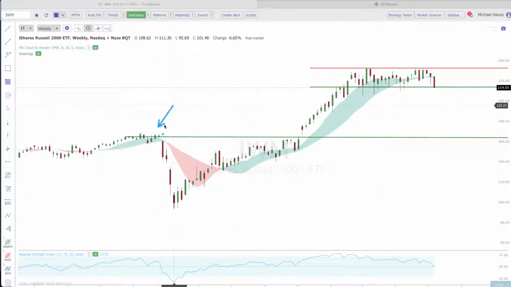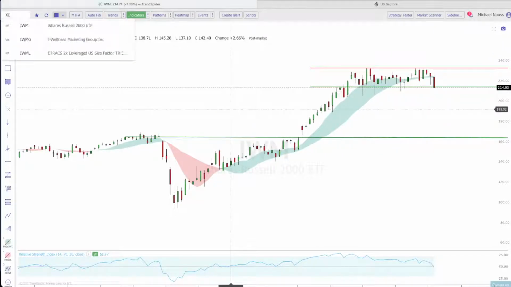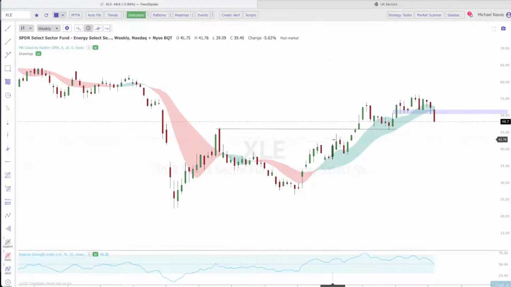Right, so that's a lot of a pullback to go in through there. IWM is always more volatile than the rest, so that one's kind of interesting. Last, we'll look at XLE.